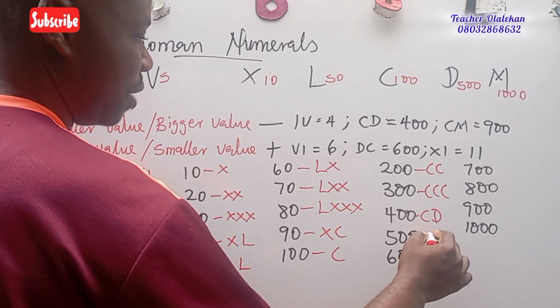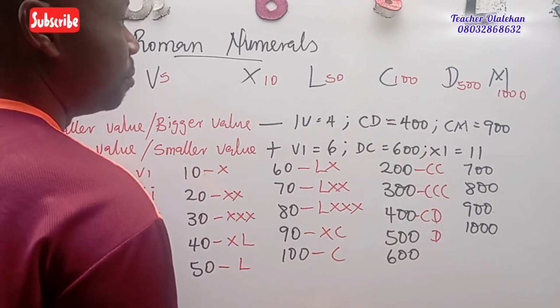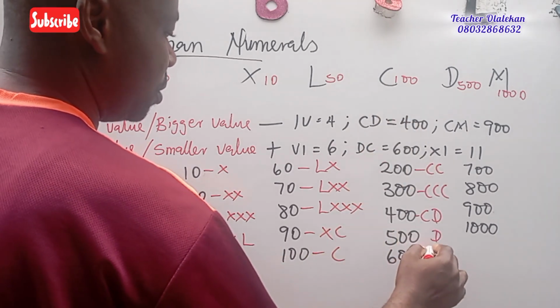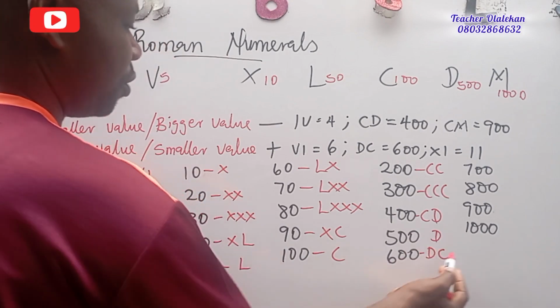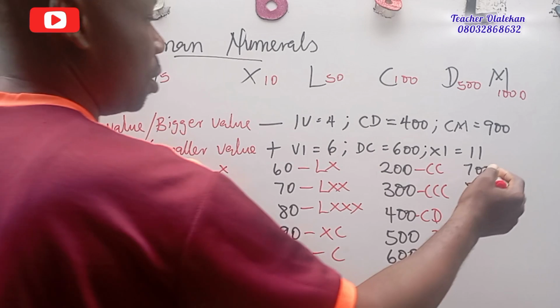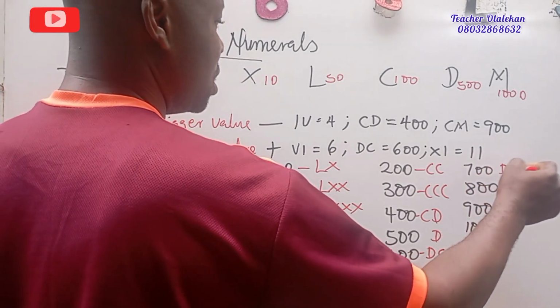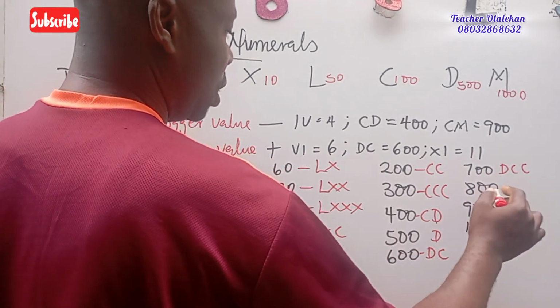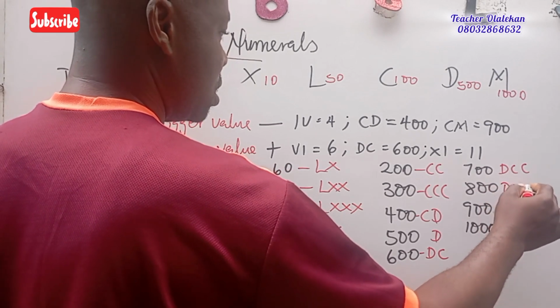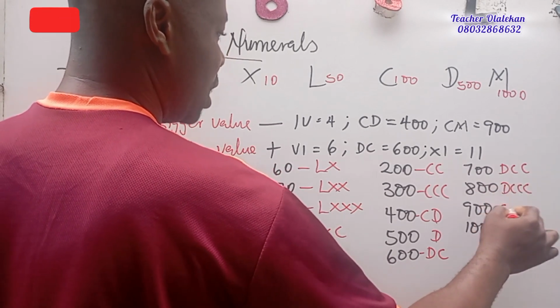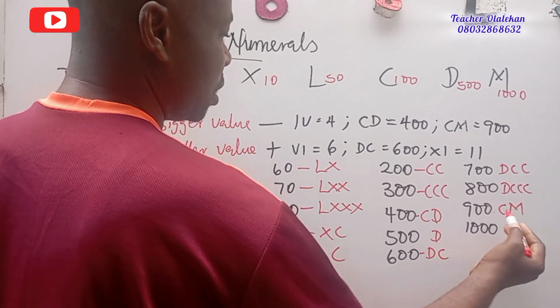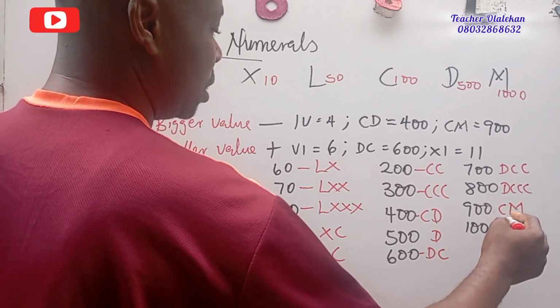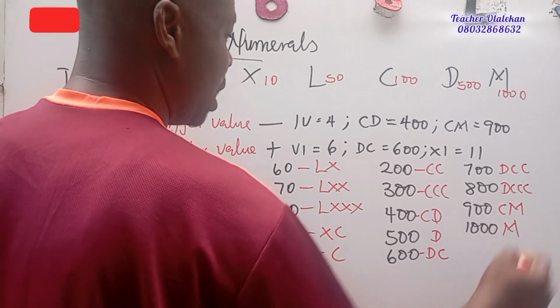And for 500, we already know that to be D. For 600, that will be DC, that is 500 plus 100. For 700, that will be DCC. And for 800, DCCC. For 900, that's CM, that's 1000 take away 100, and for 1000, that's M.